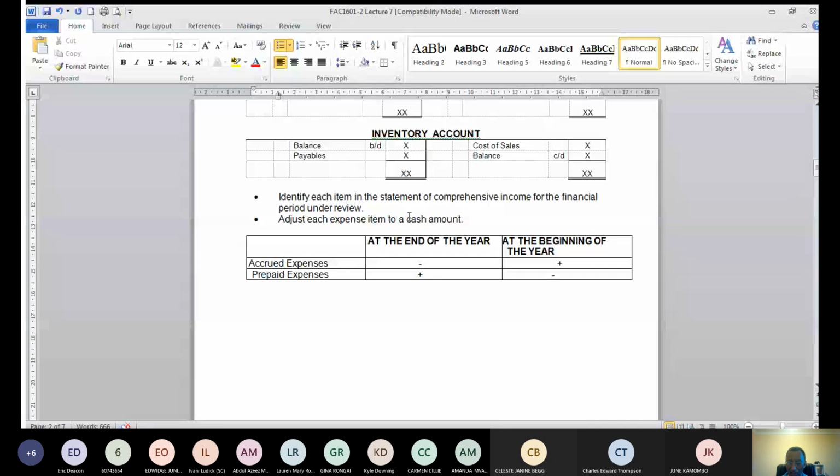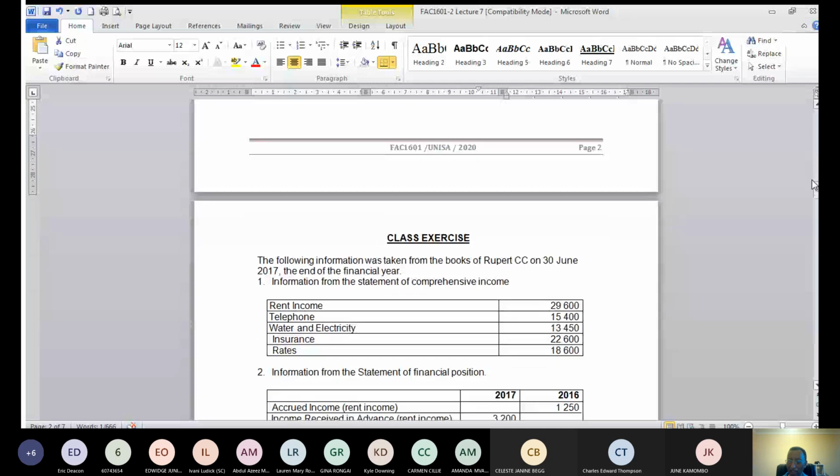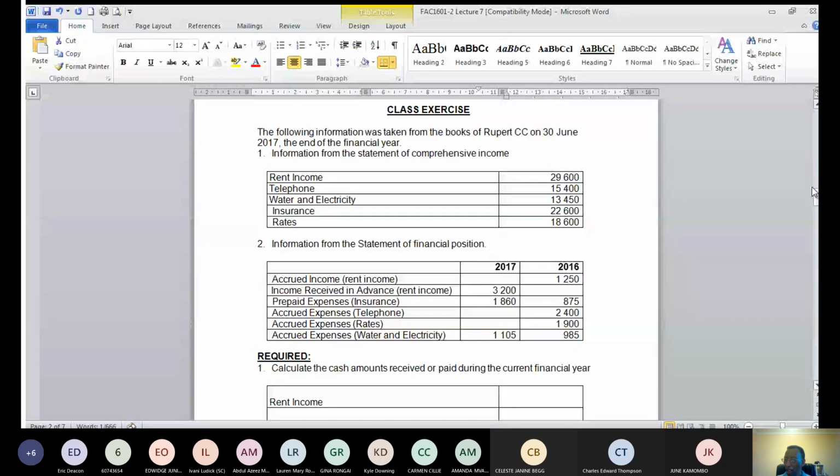So if there's accrued expenses at the end of the year, subtract. Accrued expenses at the beginning of the year, add. Prepaid expenses at the end of the year, add it. At the beginning of the year, subtract that. And that will give you then the cash receipts from your customers and the cash paid to suppliers and employees. I want you to take the information that I have got there for you as a class activity.